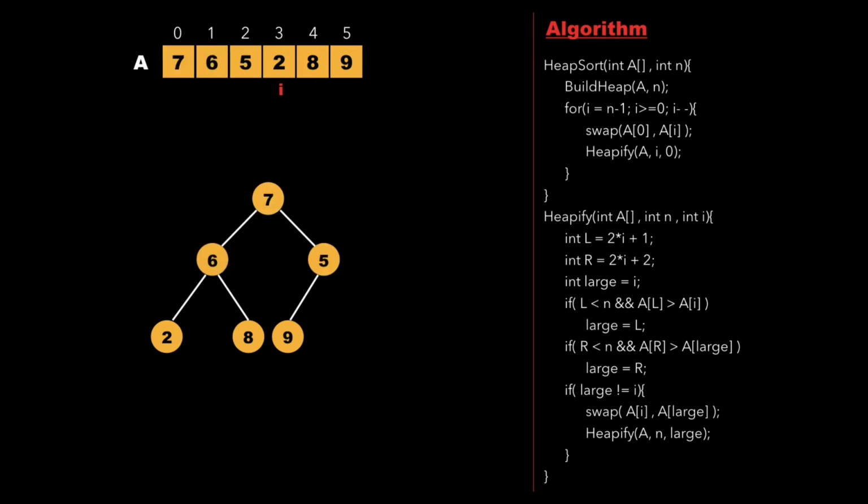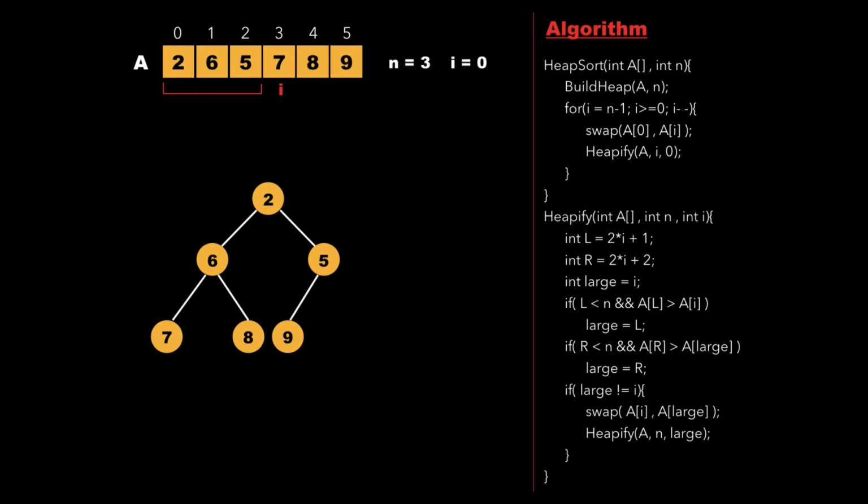That is, now we decrement the value of I in the for loop of heap sort. The new value of I is 3, and we swap A of 0 with A of I, that is we swap 7 with 2, and call the heapify function for n equal to 3, which means we are restricting to the first 3 elements, and the value of I is 0.